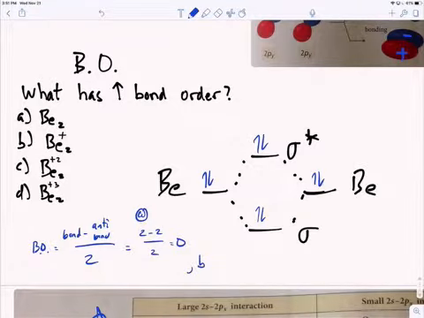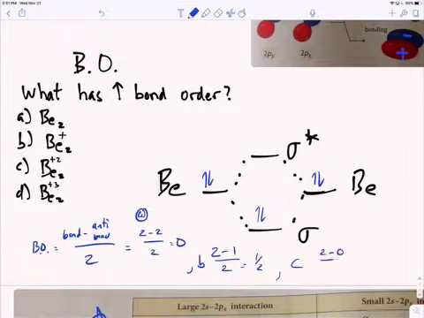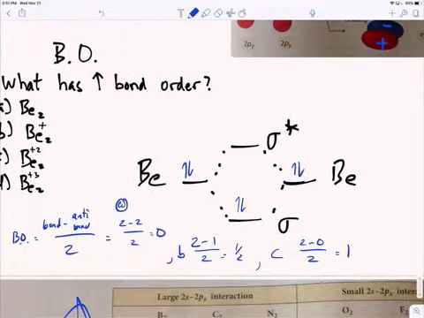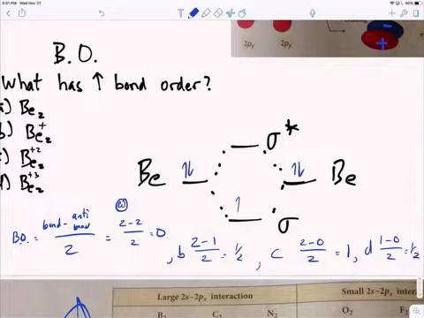For B, it's going to have 1 less, so that's 2 bonding minus 1 antibonding divided by 2. This is a half. C is the case where you have 2 bonding, 0 antibonding divided by 2, which equals 1. And then D is this last case where you have 1 bonding minus 0 antibonding divided by 2, which is 1/2.